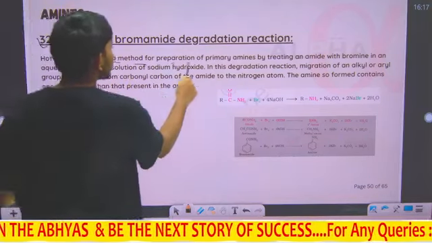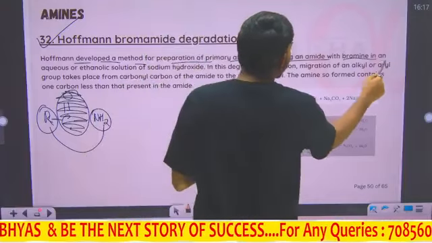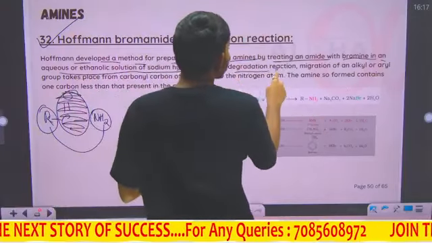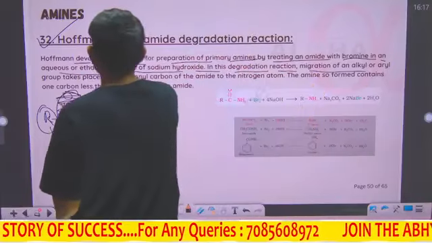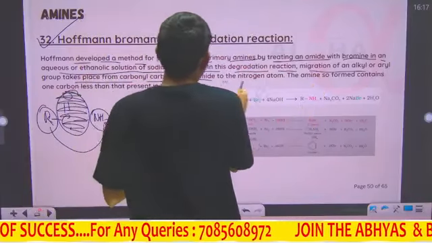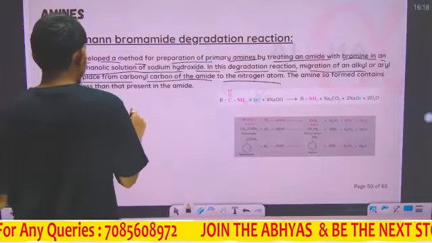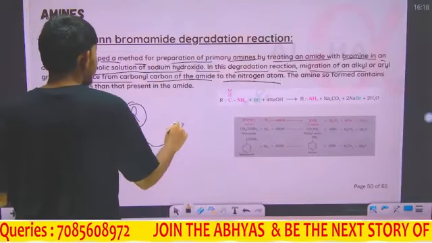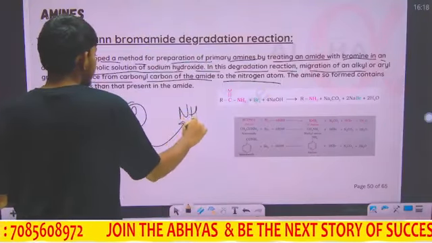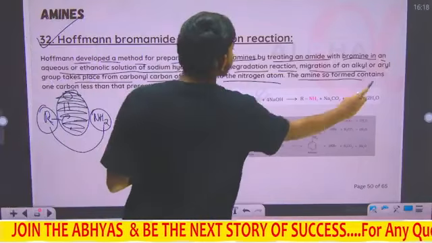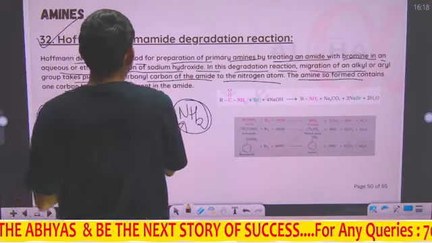Hoffmann developed a method of preparation of primary amines by treating an amide with bromine in an aqueous or ethanolic solution of sodium hydroxide. In this degradation reaction, migration of the alkyl or aryl group takes place from the carbonyl group to the nitrogen atom. See, as I've said, migration happens from this group to this group. The amine so formed contains one carbon less than that present in the amide.